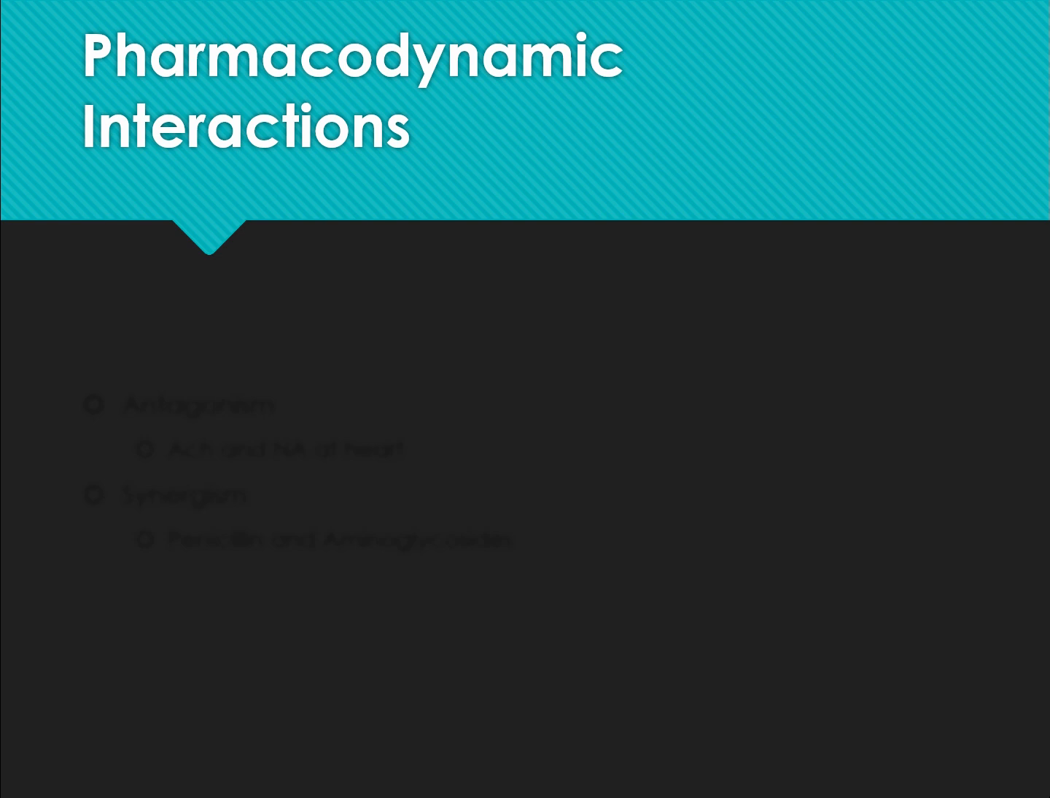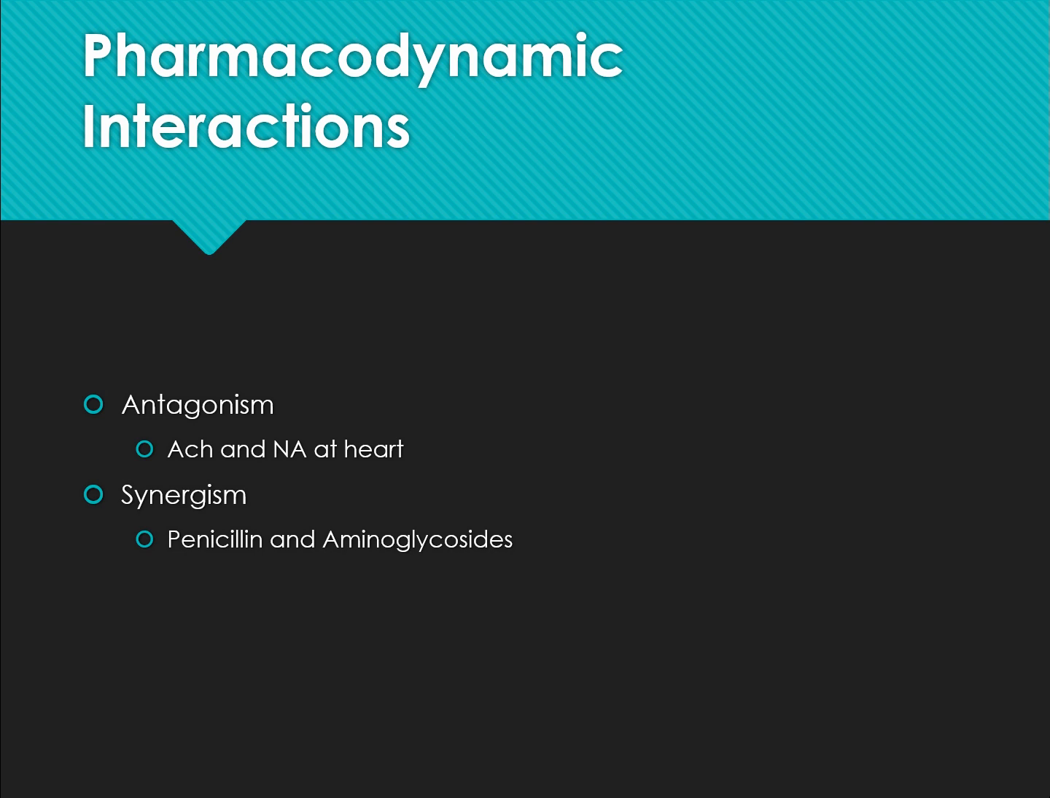Having seen pharmacokinetic interactions, pharmacodynamic interactions are of two types, antagonism and synergism. It's very similar to what we saw before, but here, when we talk about antagonism, the drugs do not have a similar pharmacodynamic effect. No, I will not say they do not have a similar mechanism of action; I will say that they do not have a similar pharmacodynamic effect. For example, acetylcholine and norepinephrine at the heart.